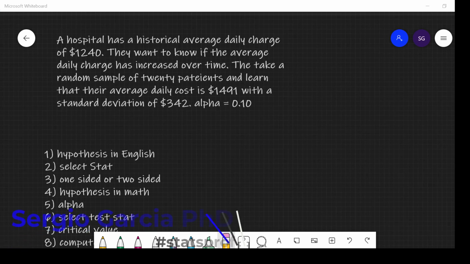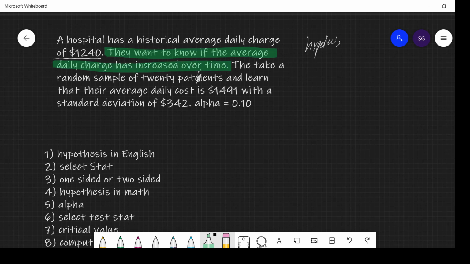Hi. So, what we're going to do today is talk about a hypothesis problem, where we have 20 patients. A hospital has a historical daily average charge of $12.40. They want to know, this is our hypothesis here, if the average daily charge has increased over time. Okay?